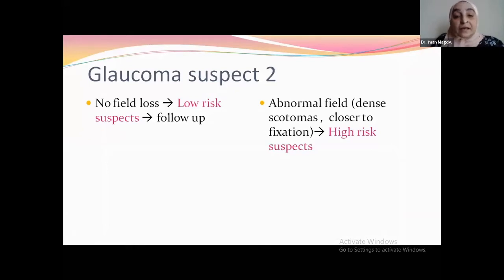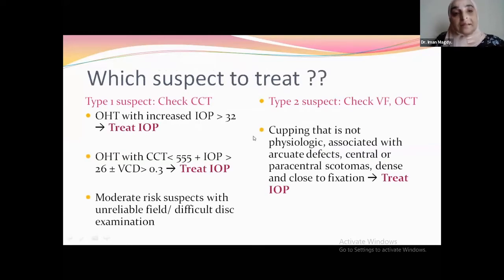Yes. Studies suggested that, based on the visual field defects that are present, a patient with cupping and low baseline IOP with no or minimal field loss is a low risk suspect. In this case, the progression of disease is unlikely. And even if visual field defects start to appear, they will be very slow to progress, and you can detect them before major damage occurs. However, if the abnormal field has arcuate width defects or paracentral scotomata, especially if they are dense and close to fixation, this is a high risk suspect. You better follow up this suspect and even treat the IOP.